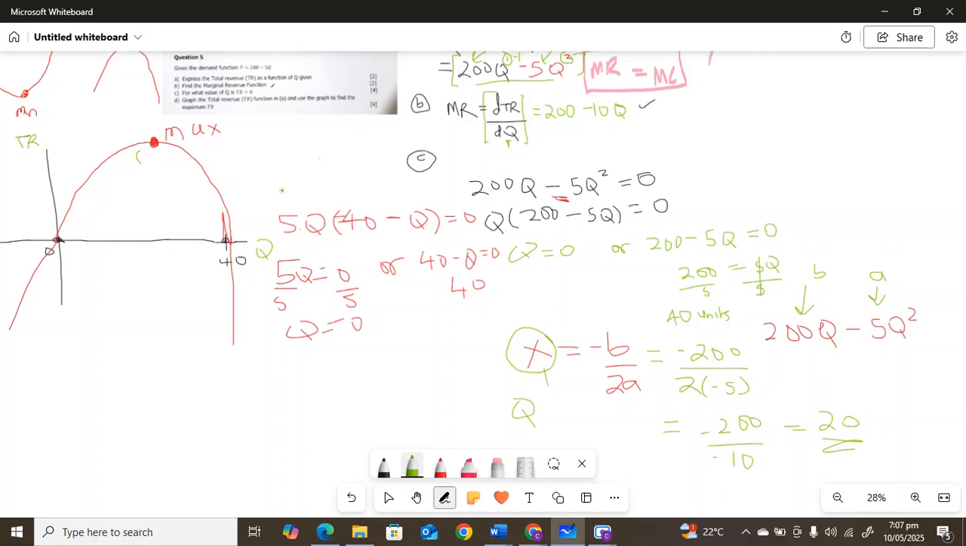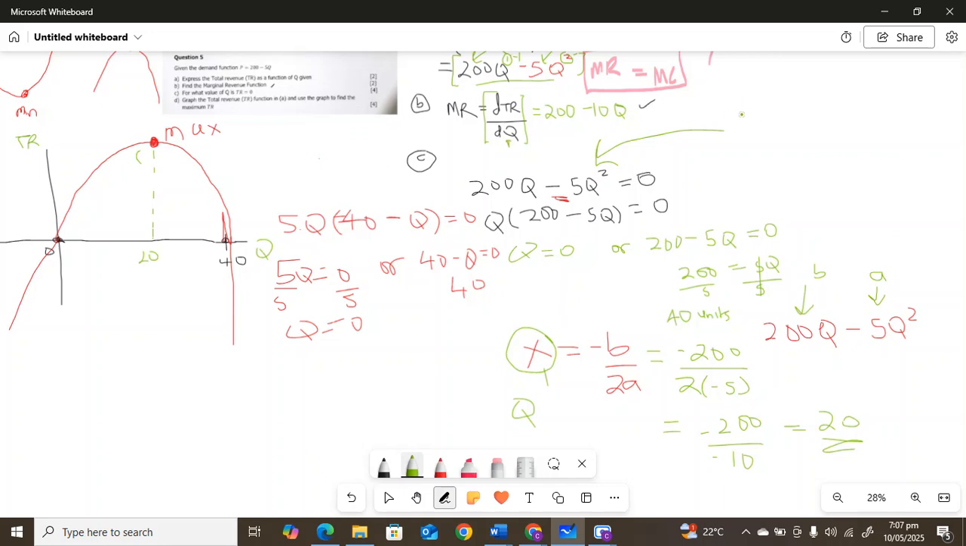So when we sell 20 units, we'll make our maximum revenue. And we need to find out what will be our maximum revenue. We want to find out what will be the maximum revenue with these 20 units. So you just substitute q equals 20 into this function here to get your total revenue.